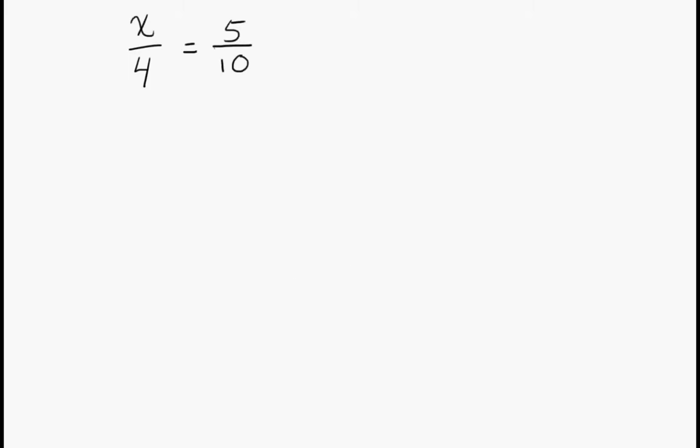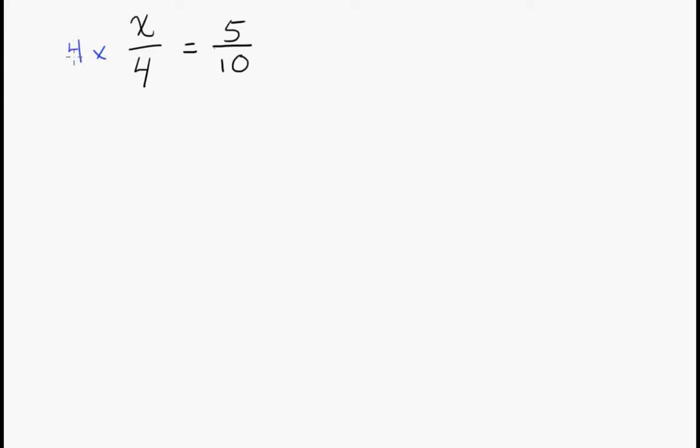Let's take a look at an example. Here we have x over 4 equals 5 over 10. Now, in order to solve this equivalent fraction, we're going to solve for this variable right up here, this x. In order to do that, we need to basically get rid of our denominators. To do that, we're going to multiply both sides by each denominator.